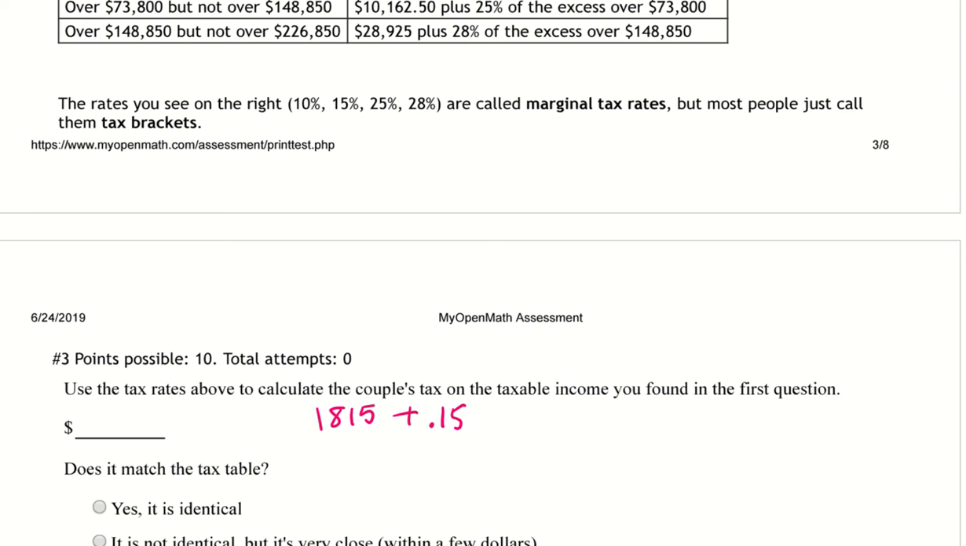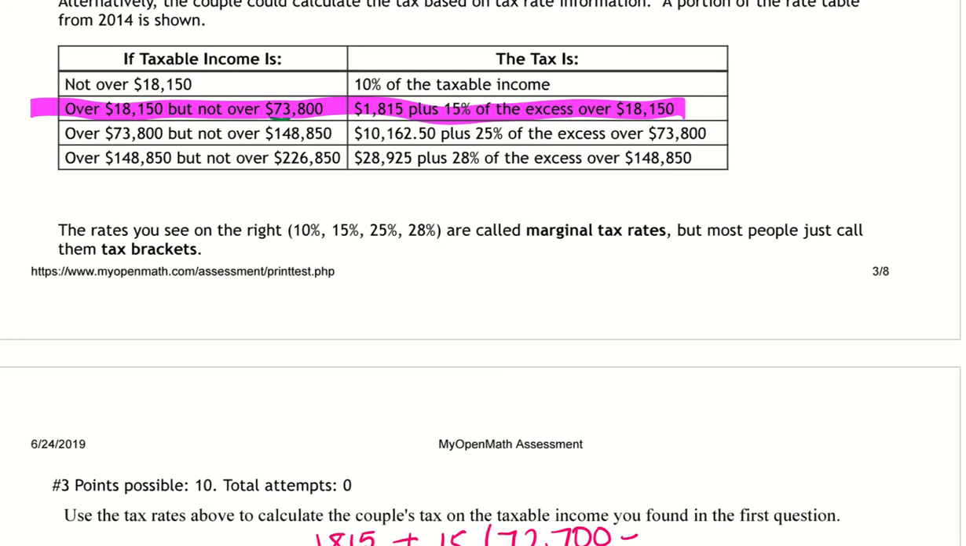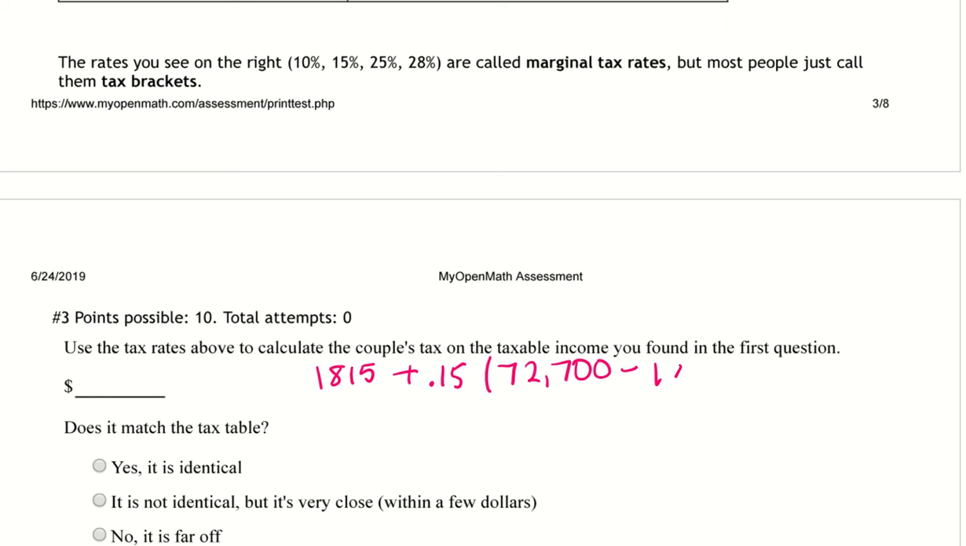So make that a decimal. And we're going to start with $72,700, but subtract $18,150 because it says over that amount. So minus $18,150. Now, when I figure out all that, that'll be how much tax they owe.